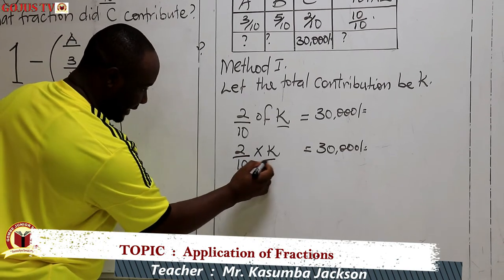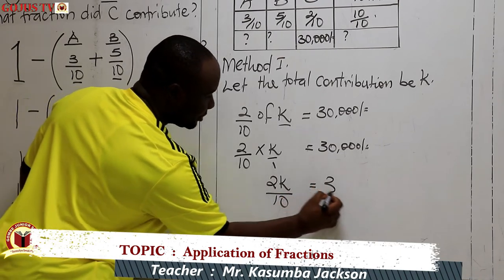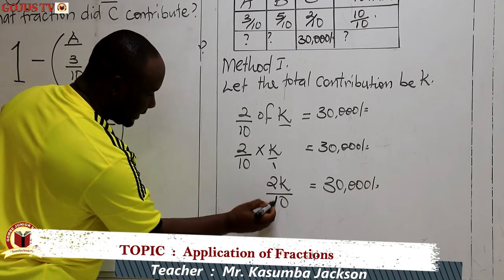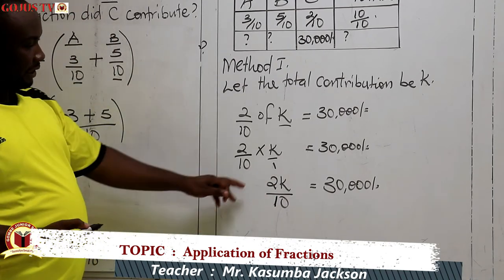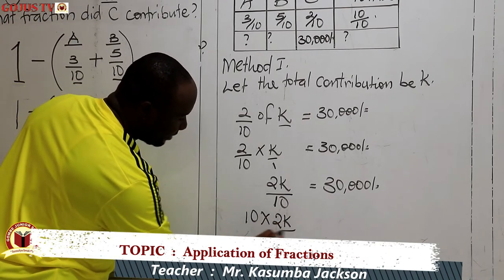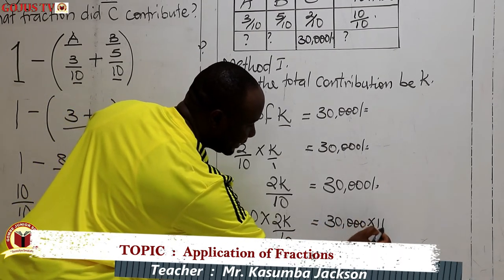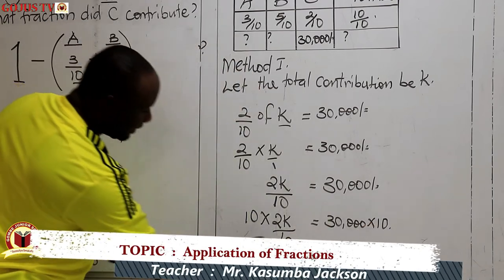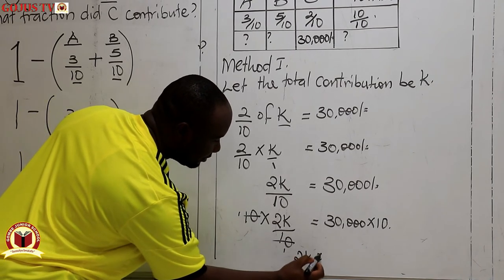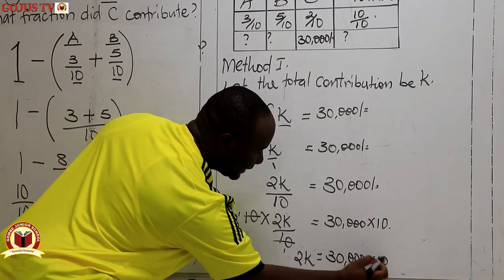When we multiply the numerators alone, 2 times K is 2K out of 10, which is equal to 30,000 shillings. Now we have one denominator, which is 10, which we must multiply on both sides if we are to find the value of K. So we have 10 multiplied into 2K out of 10, which is as good as 30,000 times 10. So our 10 will go with a 10 once, and our 2K will be as good as 30,000 multiplied by 10.